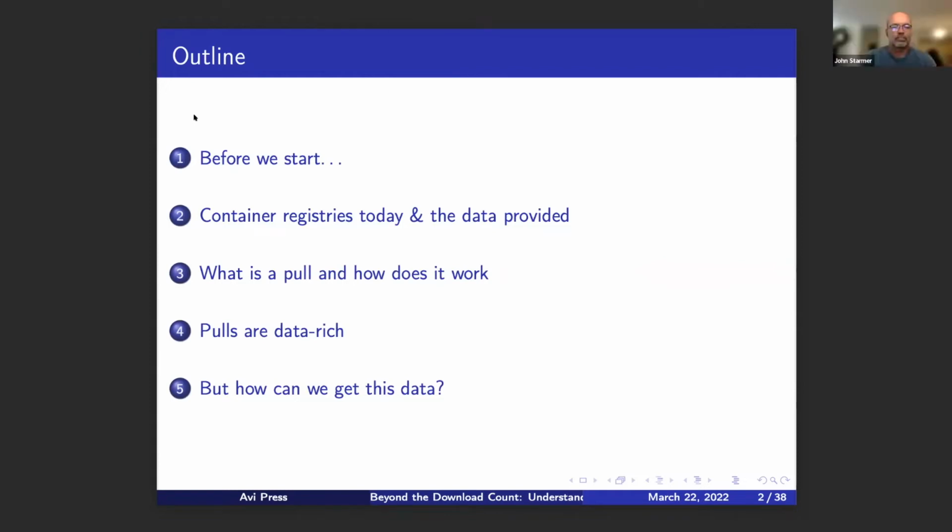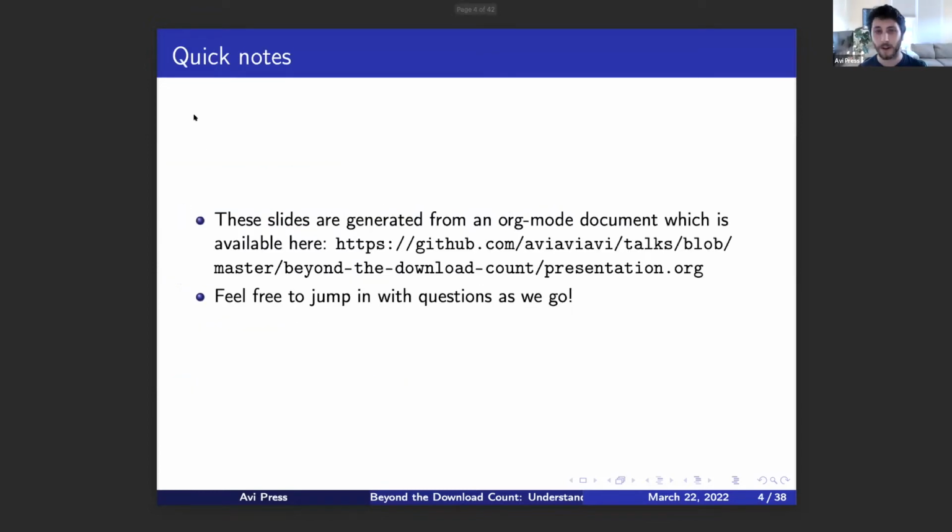So we'll talk today about the state of container registries today and what data they can provide you as a container publisher. We'll talk about what a pull actually means and how it works under the hood, talk about all the data that's actually in those pulls, and then how you can go about getting that data. And so some quick notes.